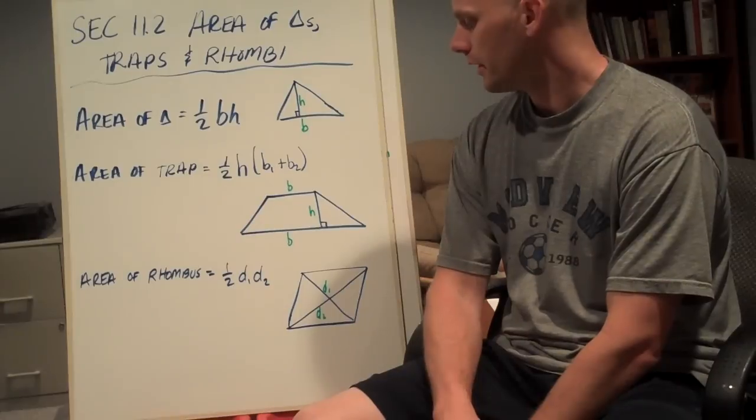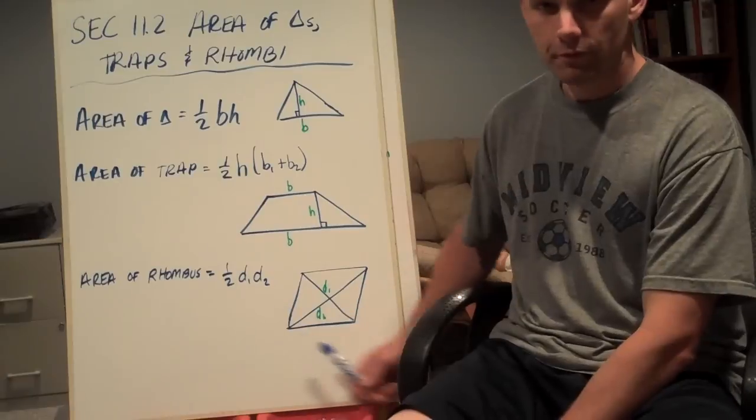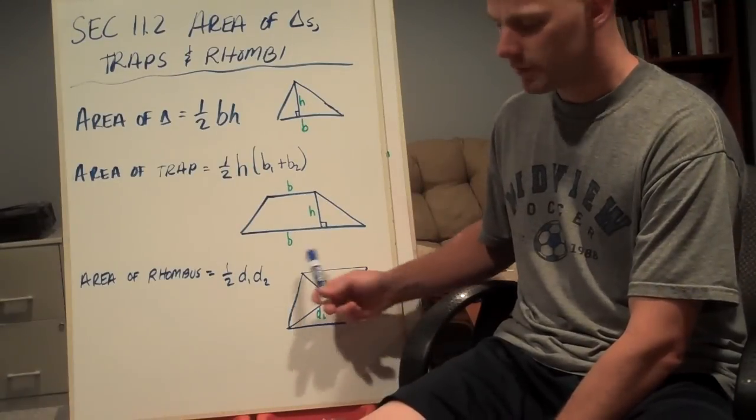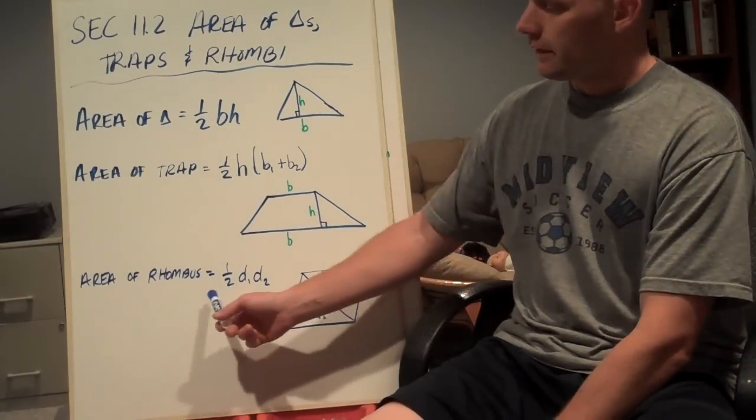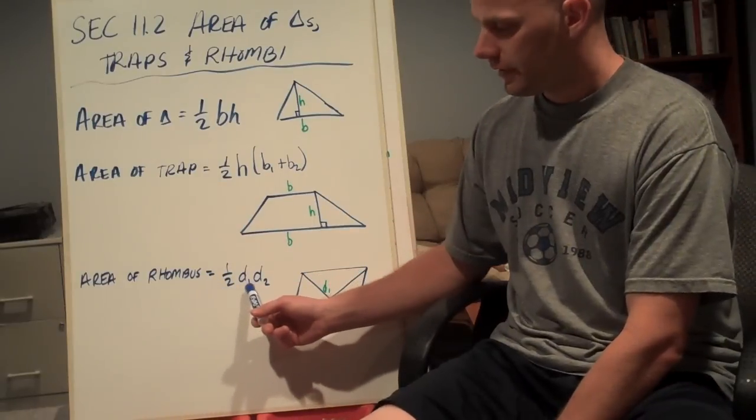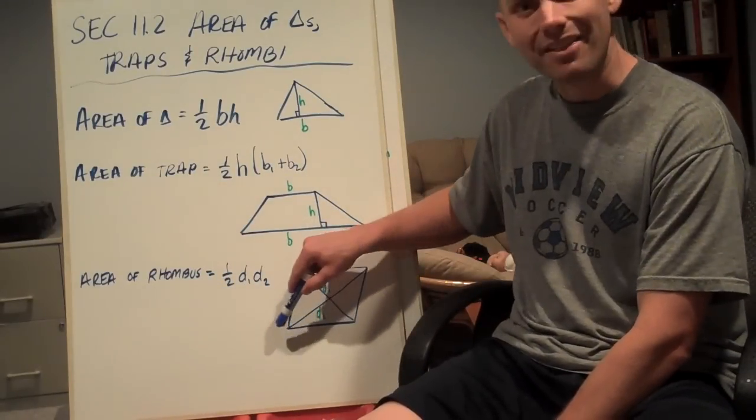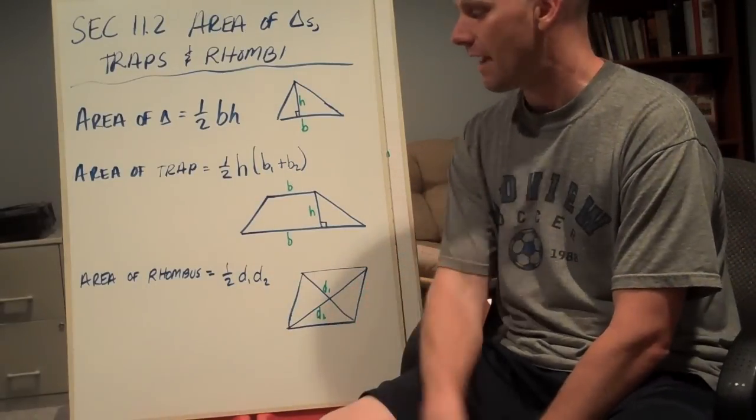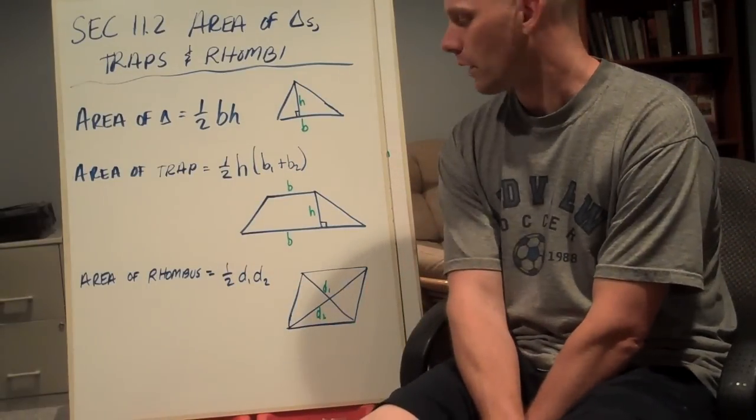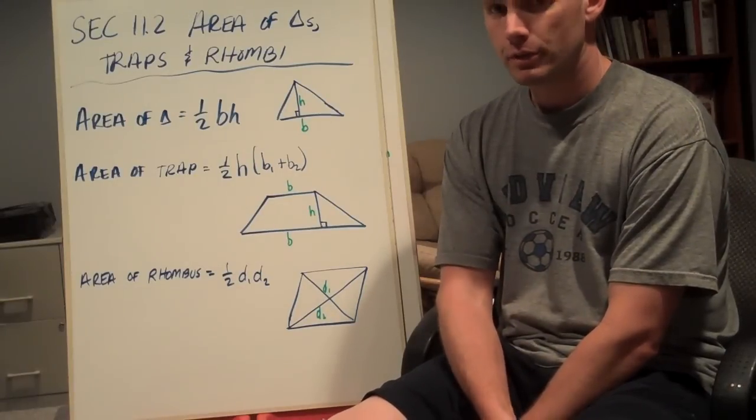Down here at the bottom, area of a rhombus. A rhombus has 4 equilateral sides, or 4 sides that are all the same, making it equilateral. The area of a rhombus is 1/2 the product of the diagonals. So if I take these diagonals and multiply them together, then multiply that by 1/2, you've got the area of a rhombus. So that's 3 different formulas we have in this section.